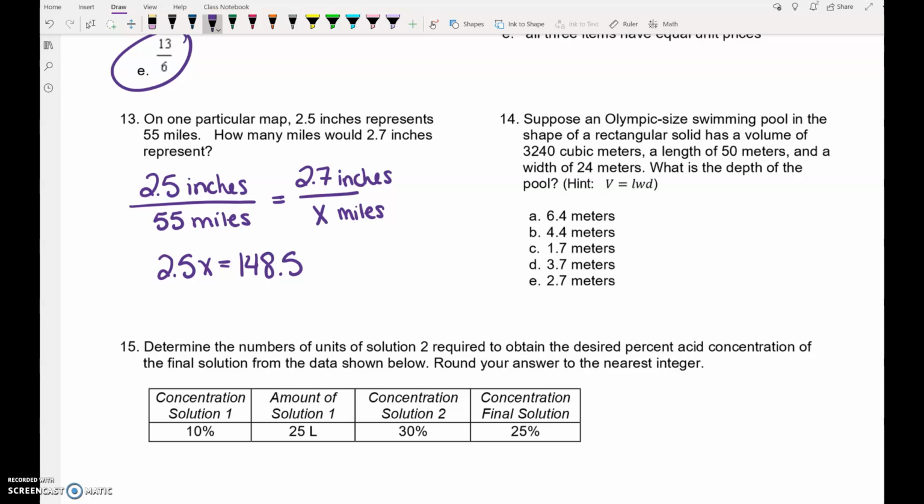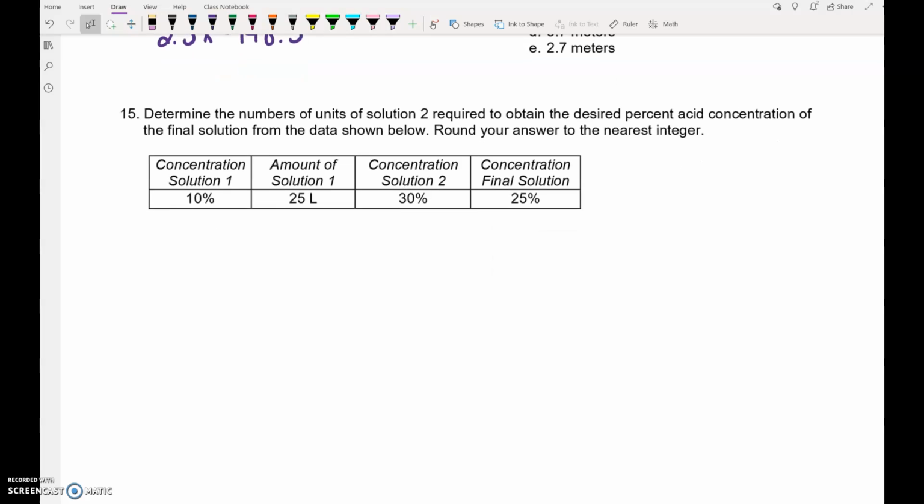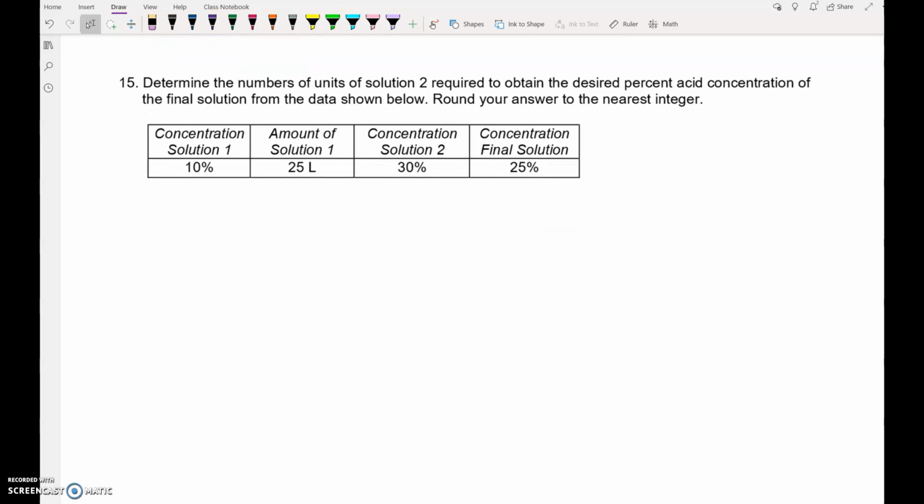Okay, I think we also need to go over number 15. Determine the numbers of units of solution 2 required to obtain the desired percent acid concentration of the final solution from the data shown below. Now, the problem on the test is going to look exactly like this.